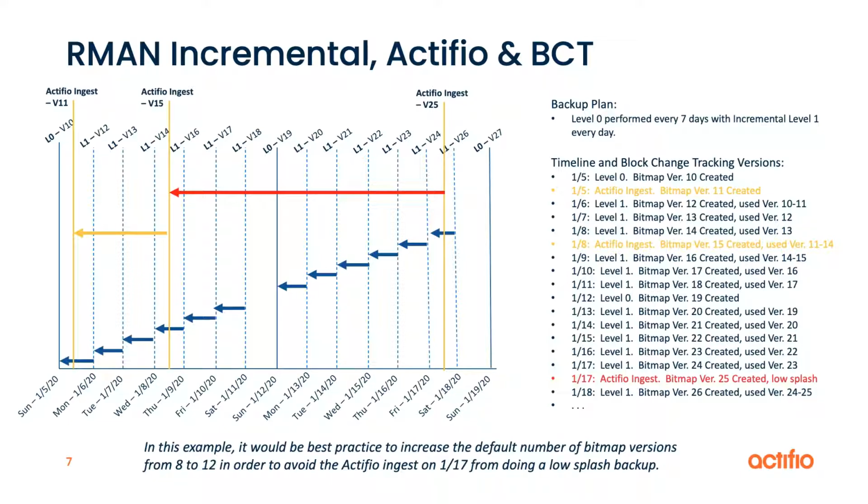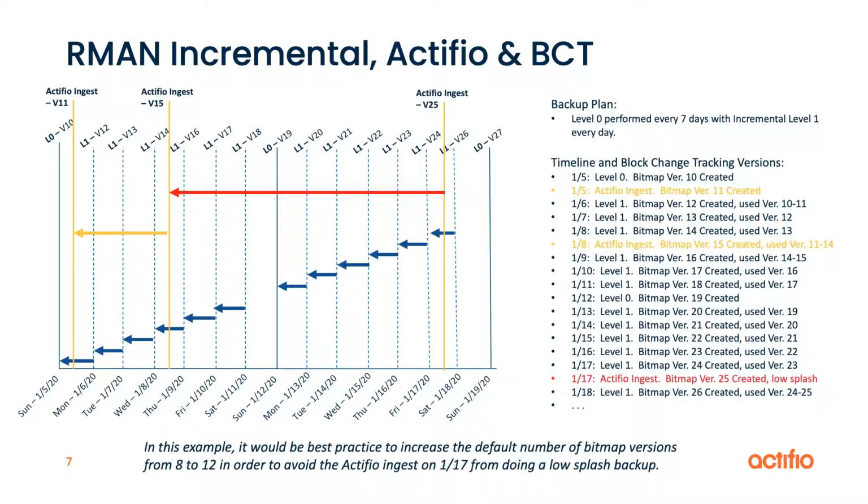It's going to determine that it needs to go all the way back and get all the changes since Wednesday afternoon on the 8th and roll those forward. But here's the problem. Because we have done more than 8 incrementals since our last snapshot, there's not enough bitmap versions available for me to use block change tracking. So now I have to do a full scan. RMAN has to go read the entire database or data files to figure out what blocks have changed. So you can see here why it's important to understand the versions and how they work.